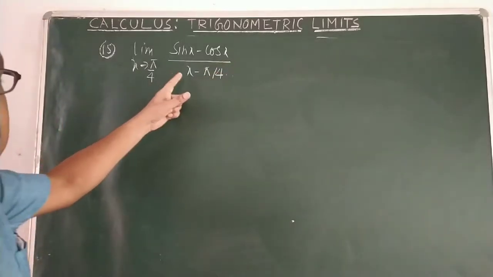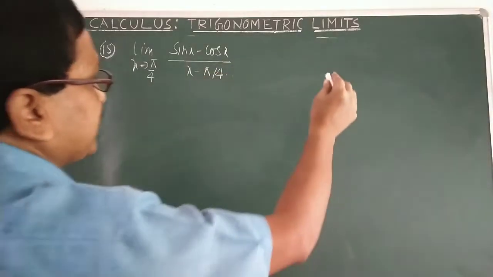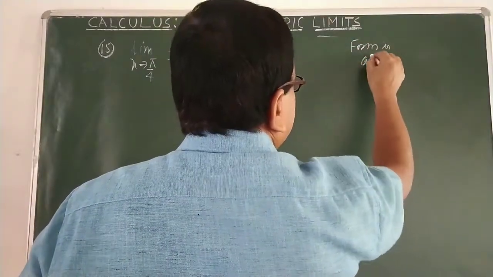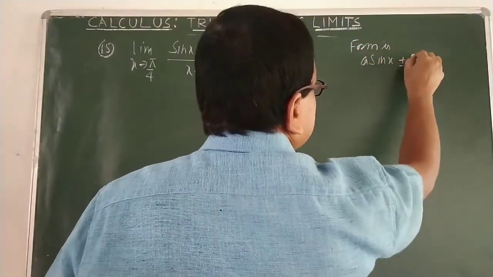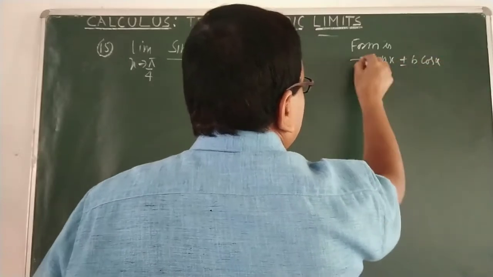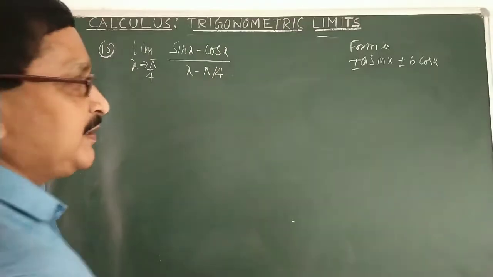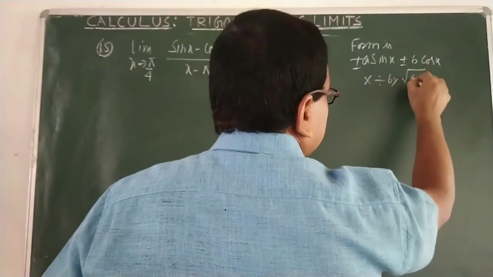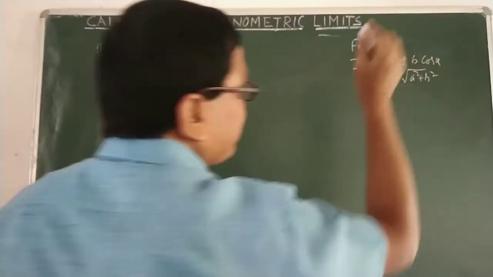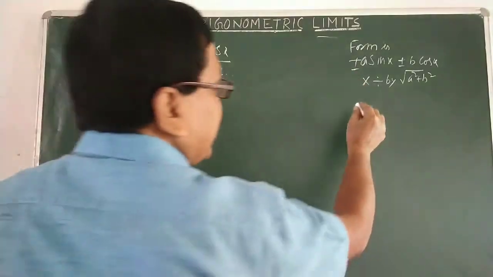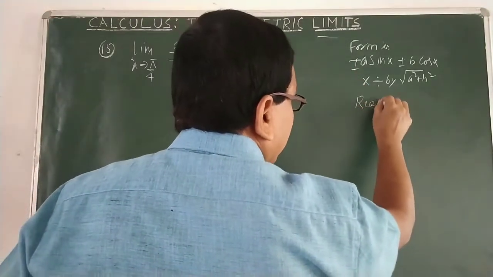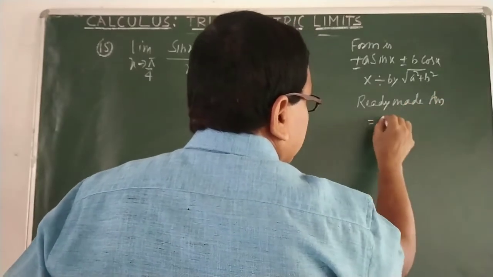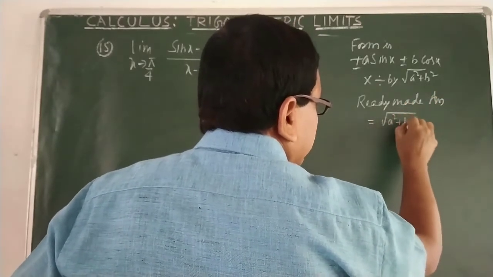Now this is a very urgent and important problem, students. The form is a sin x plus or minus b cos x. Whenever this form appears, multiply and divide by root over a square plus b square. This is the fundamental rule, and the ready-made answer is also root over a square plus b square.